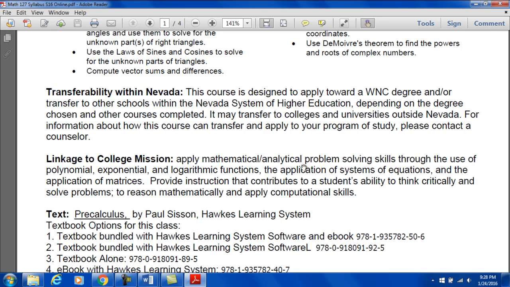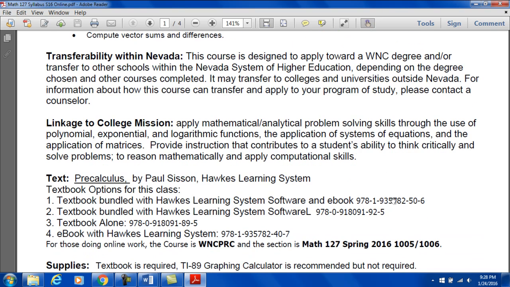Linkage to college admission: apply mathematical analytical problem-solving skills through the use of polynomial, exponential, and logarithmic functions, and the application of systems of equations and the application of matrices. Provide instruction that contributes to a student's ability to think critically and solve problems, to reason mathematically, and apply computational skills. Our textbook is Pre-Calculus by Paul Sison.